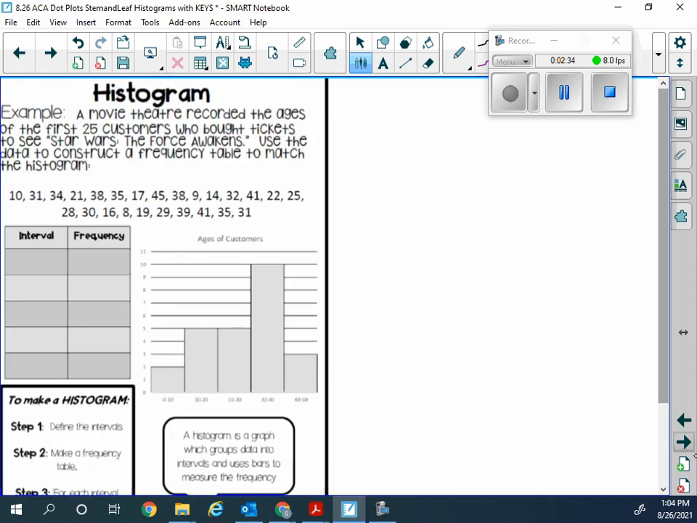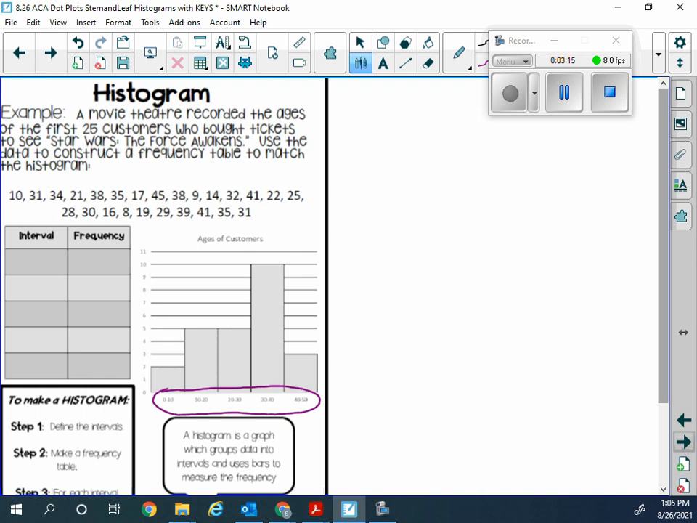So if you'll turn in your notes to the back page, all the way to the back page. We're going to start with the histogram, okay? It says, a movie theater recorded the ages of the first 25 customers who bought tickets to see Star Wars: The Force Awakens. Use the data to construct a frequency table to match the histogram. Okay, so before we get started with that, just look at the histogram. You notice at the bottom, oh, I asked you to get a highlighter. Will you please highlight right here? My highlighter on the smartboard glitches my smartboard, so I'm just going to circle. So highlight that piece right there. Please, if you need a highlighter, it's on the box.